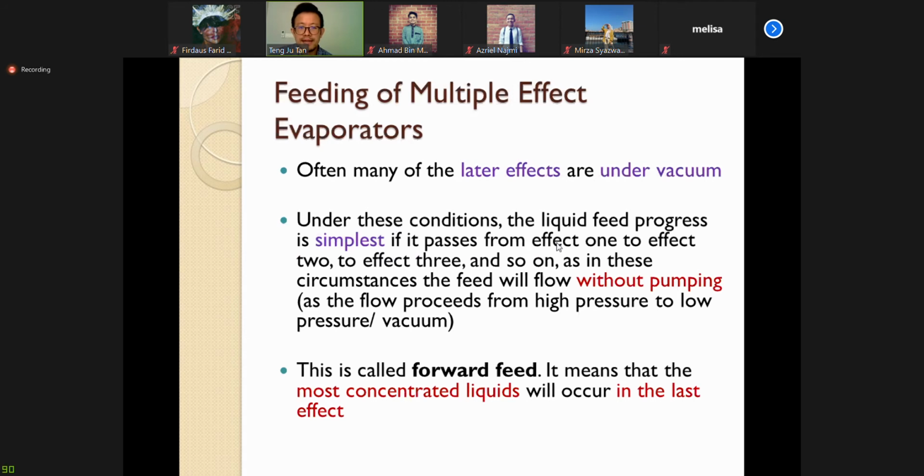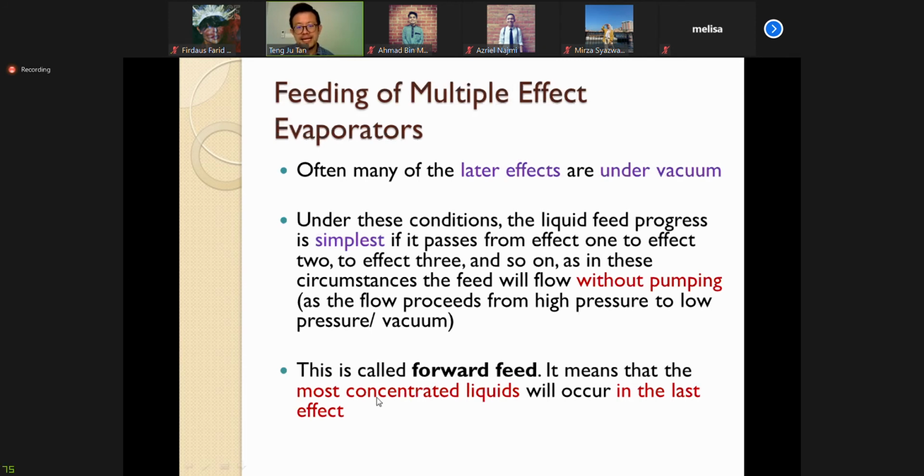So under these conditions, the liquid feed progress is simplest. The feed also gets easier because it goes from high pressure to low pressure. Okay, it passes from effect 1 to effect 2 to effect 3 and so on. In these circumstances, the feed will flow without pumping. So you don't need to pump because the pressure will be lower and lower. The first effect is higher pressure, so the feed will go to the second effect, which is lower pressure. So it is easier for the liquid feed to go through. No need to introduce any pump to direct the flow of the feed. Okay, so this is called forward feed.